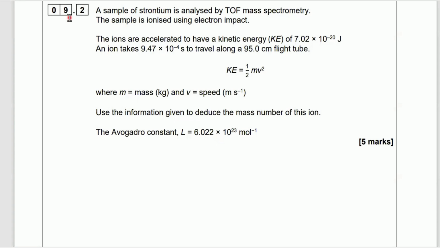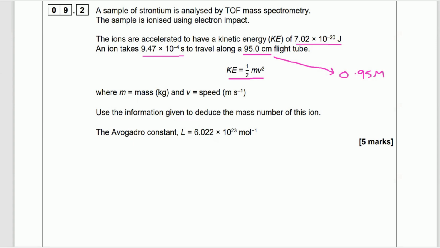A sample of strontium is analyzed by TOF mass spectrometry. The sample is ionized by electron impact. The ions are accelerated to have a kinetic energy of 7.02 times 10 to the minus 20 joules. An ion takes 9.47 times 10 to the minus 4 seconds to travel along a 95 centimeter flight tube. That's going to be 0.95 meters. So we just make our immediate conversion there, because distance in equations is normally in meters.